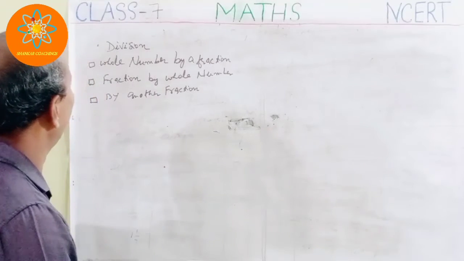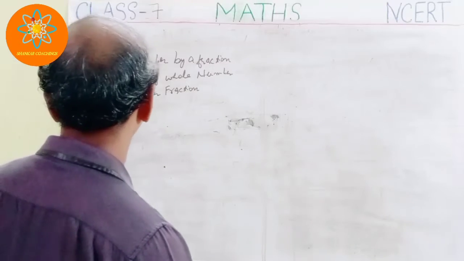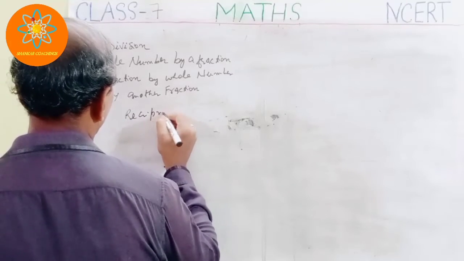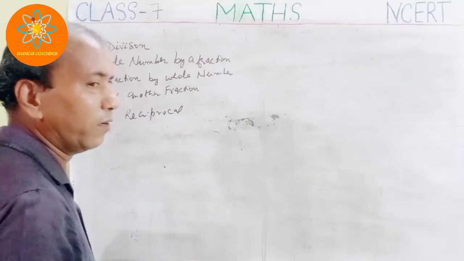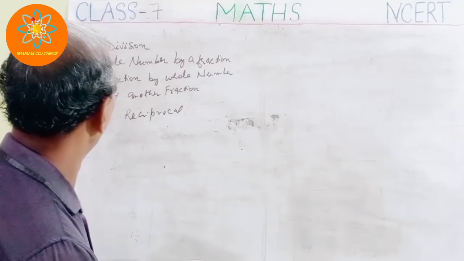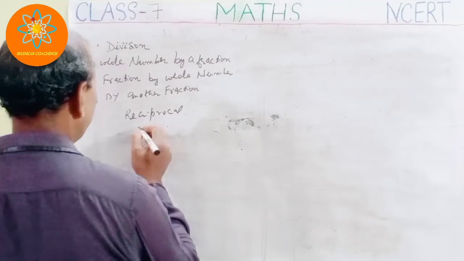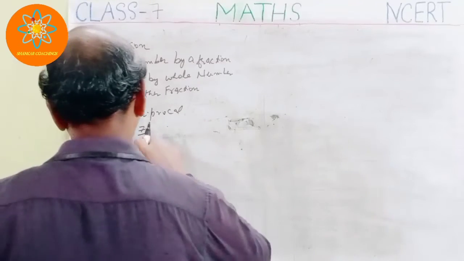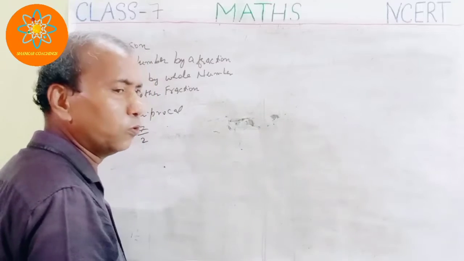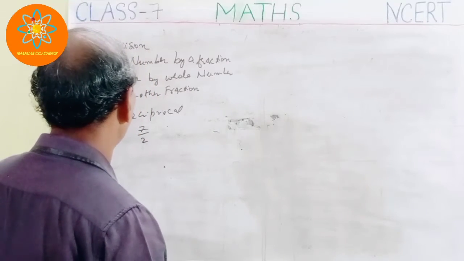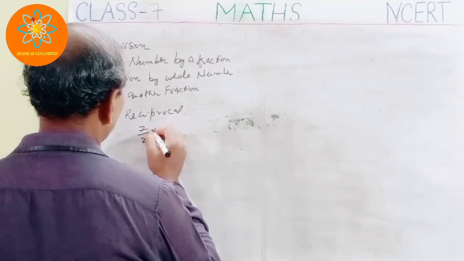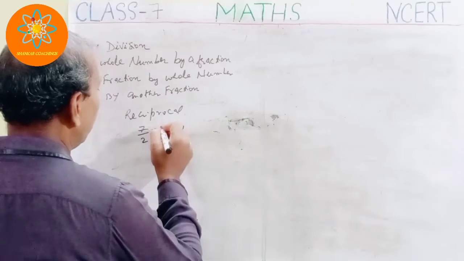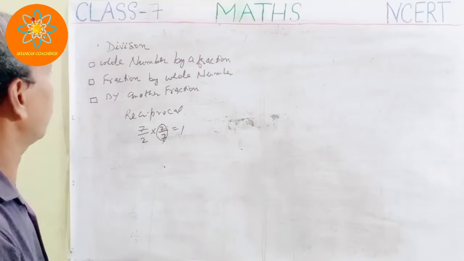Now before going to division, I want to define reciprocal. One term is there, that is the reciprocal. What is the meaning of reciprocal? Reciprocal means suppose any number is given, suppose 7 by 2 is given. We multiply this fraction 7 by 2 in such a way that we get the value 1. So 7 by 2 into 2 by 7 gives 1. So this 2 by 7 is called the reciprocal.